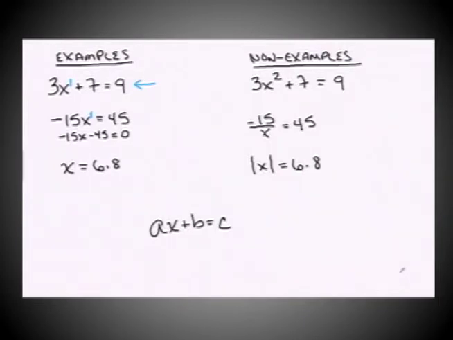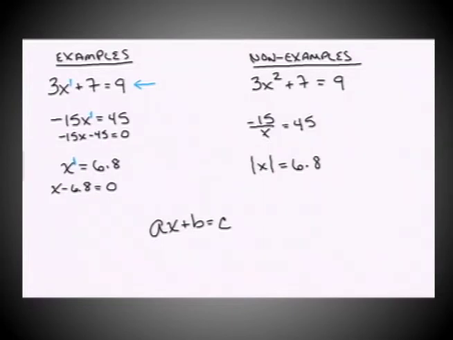This last example on the left-hand side is also a linear equation. So we have x being raised to the understood first power. If I subtracted 6.8 off of both sides, I'd have x minus 6.8 equals 0, fitting that mold of ax plus b equals c.